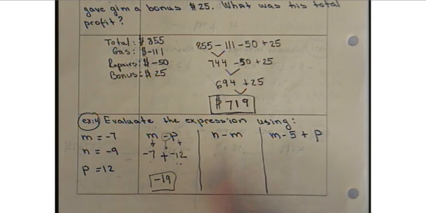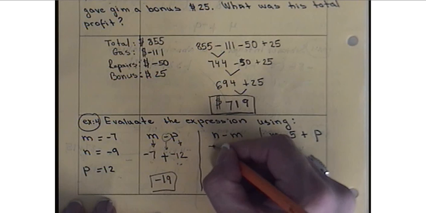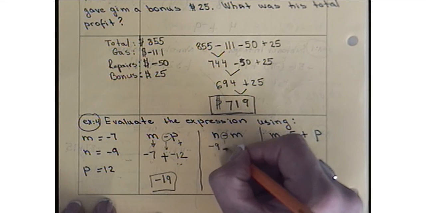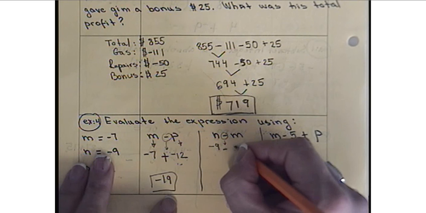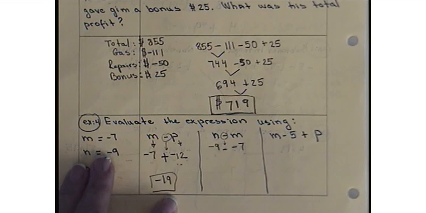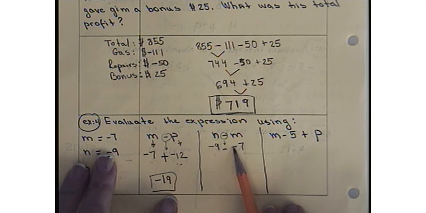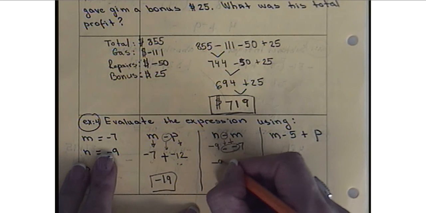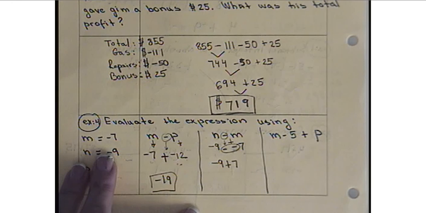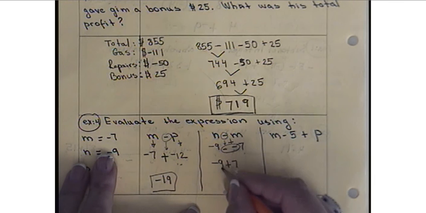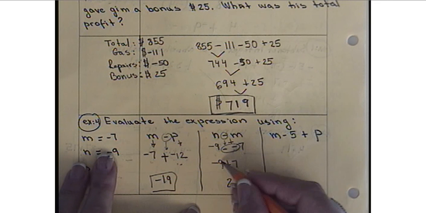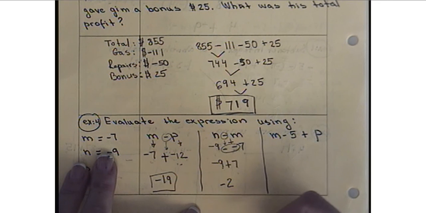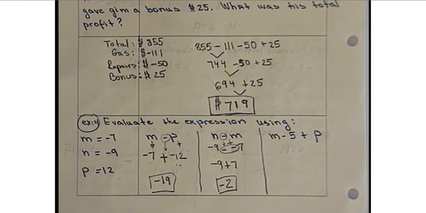Same thing with n minus m. N is negative 9. Bring the sign down here. And m is negative 7. So be aware that when the variable is negative, you have to bring the negative sign. Don't forget that. So the two negative signs, we said they always change to positive. So we're going to have negative 9 plus 7. Well, when we're adding two numbers with different signs, we subtract those two. So 9 minus 7 is 2, and we write down the sign of the larger, which in this case is 9. So negative 2 will be the final answer.